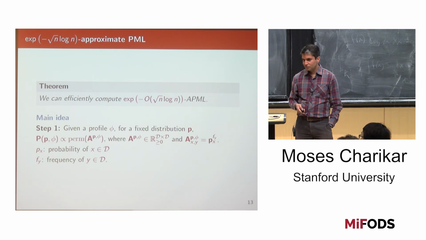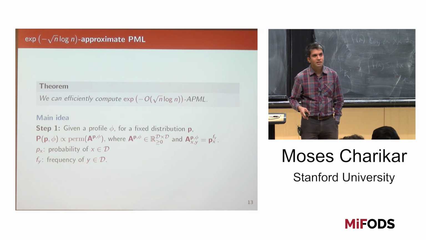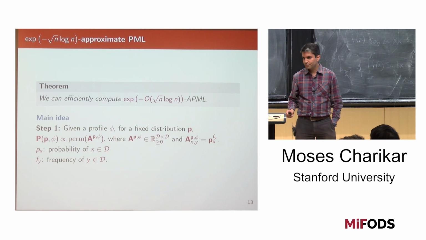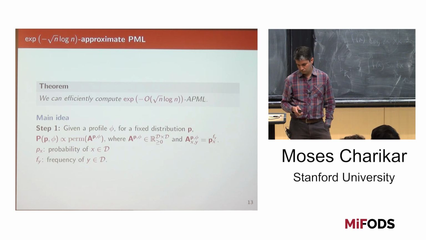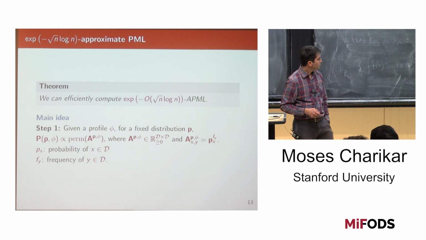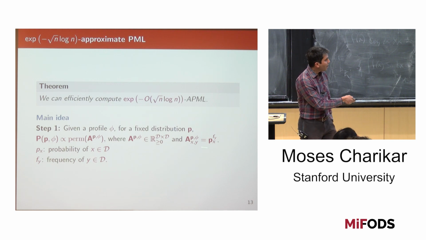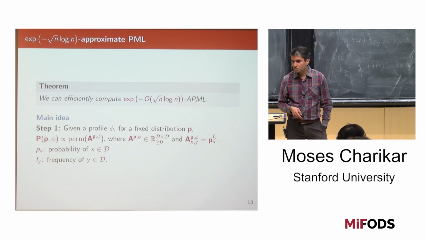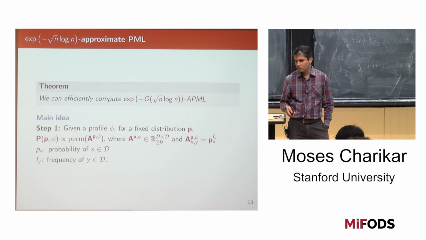Remind us what the frequency means here? Frequency means the number of times you saw element y in your sample. Okay, so how does phi show up here? Phi is the vector of frequencies. I see, okay. Phi is the profile. It's just the vector of frequencies. It's sort of a thing where I forgot which element appeared which times. That's what phi is.